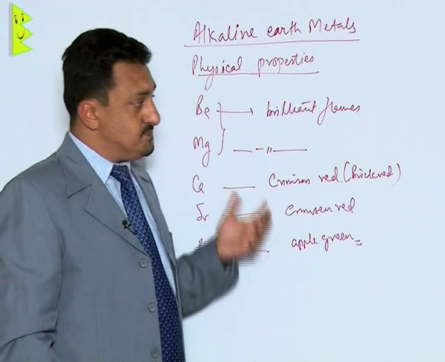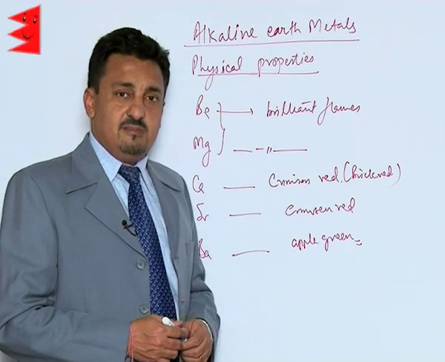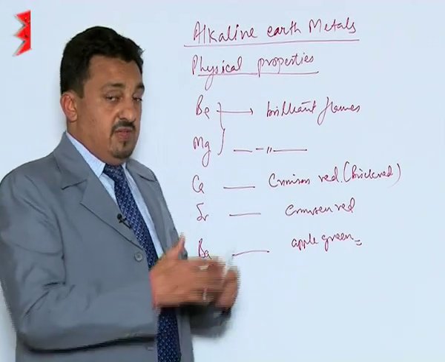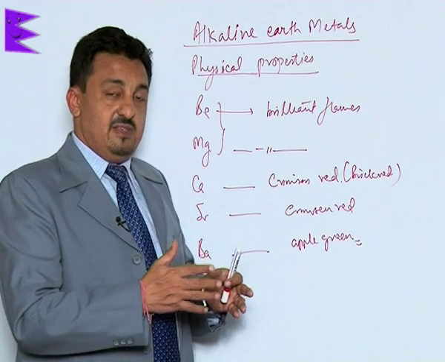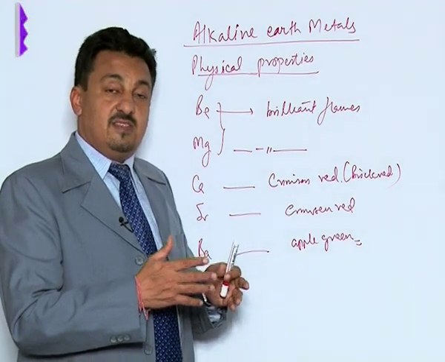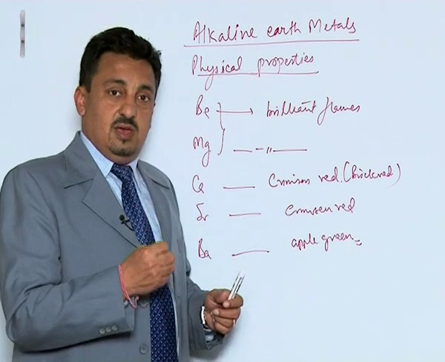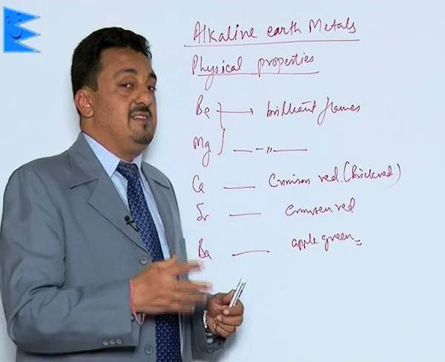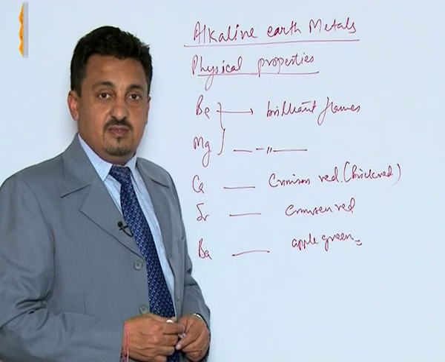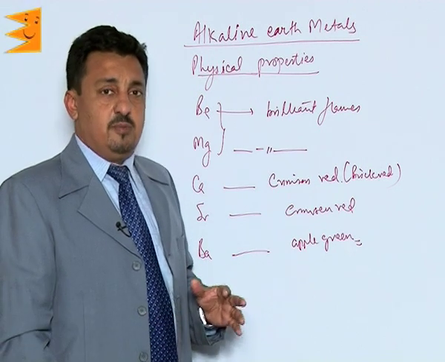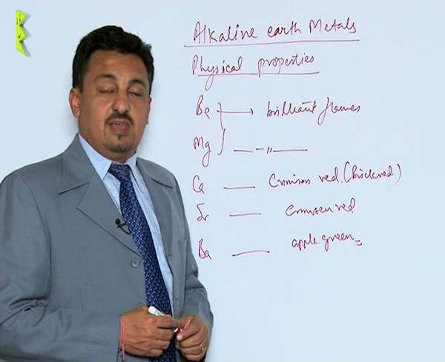Another important thing about these metals is that when we compare them with the alkali metals, specifically their density, we find that since their volume is smaller, their densities are higher than the alkali metals. So these are their general physical properties. Now after this we will discuss their chemical properties.